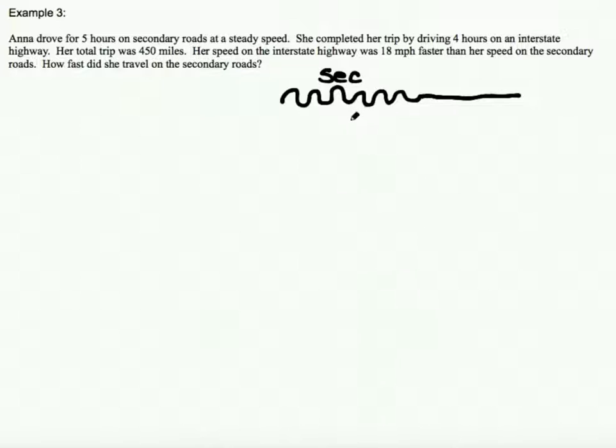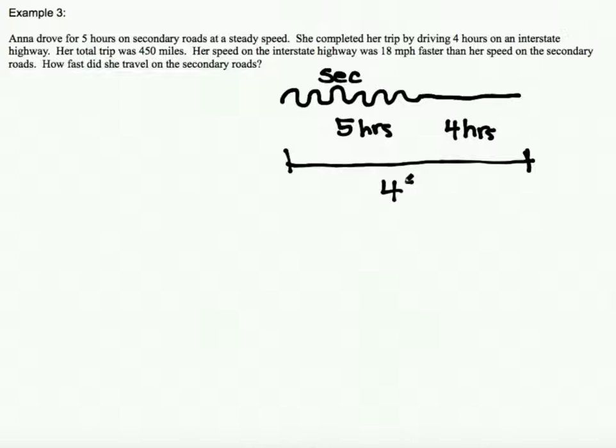Okay, so she's on the secondary road for 5 hours. She's on the interstate for 4 hours. Okay, her total trip, so from beginning to end, was 450 miles. She traveled 450 miles. Okay. The other thing we know is that her speed on the interstate highway was faster. She was able to go 18 miles per hour faster on the interstate.